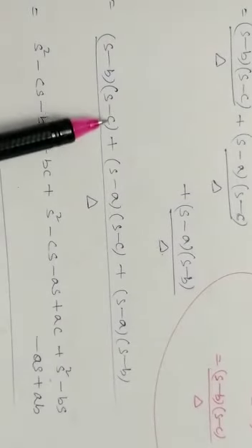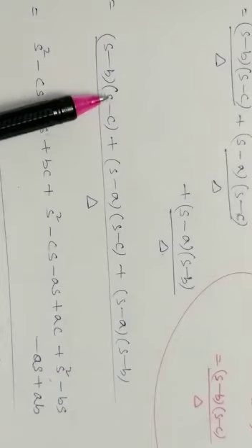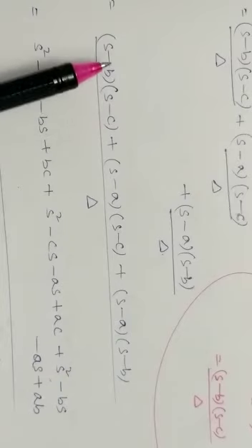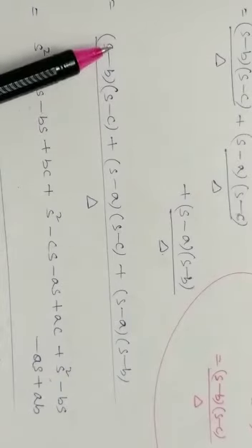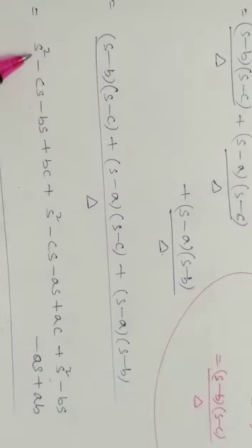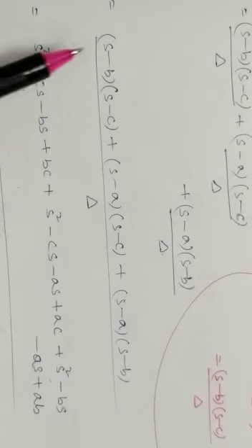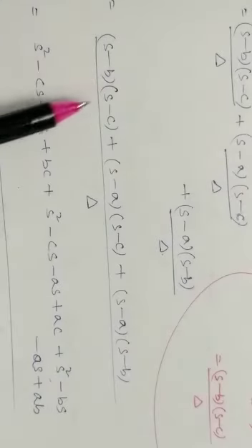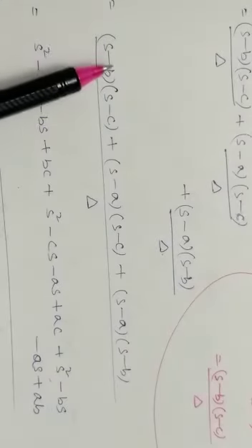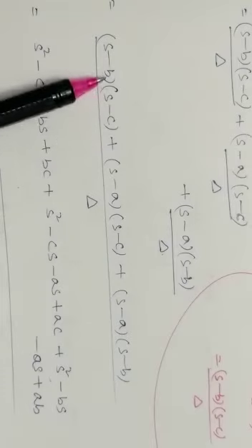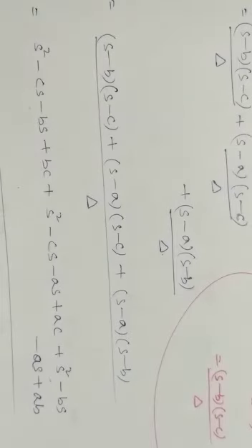Multiply these two. In the previous problems, we multiplied the same. S into s, s square. S into minus c, minus cs. Minus b into s, minus bs. Minus into minus, plus b into c, bc.